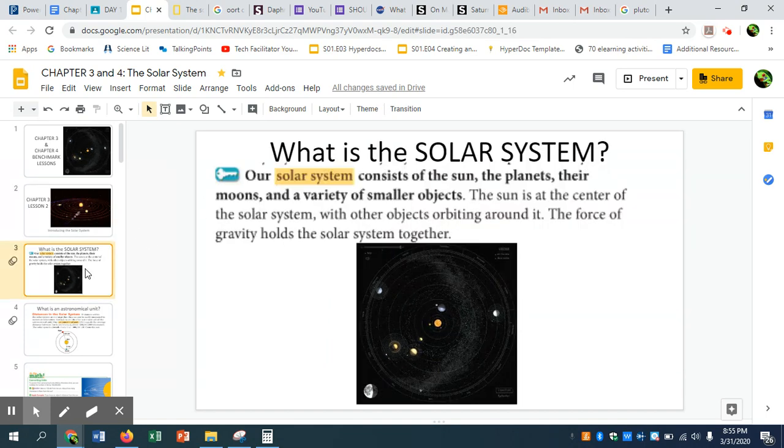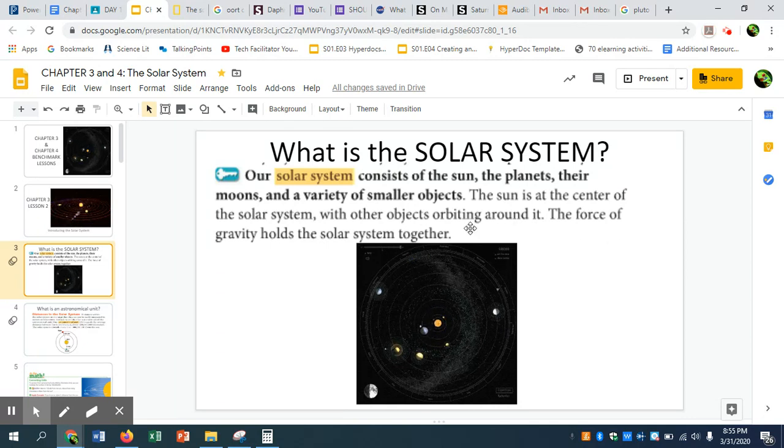Let's go over some vocabulary since our vocab quiz is coming up on Friday. So first, what is the solar system? Our solar system, it says here, consists of the sun, the planets and their moons, and a variety of other smaller objects that we're going to talk about in a little bit. So the sun is the center of our solar system.